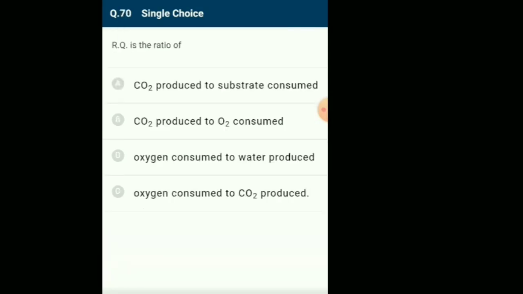Question number 70. Respiratory quotient, the ratio of volume of carbon dioxide released to volume of oxygen absorbed in the respiratory process, is termed as respiratory ratio or respiratory quotient. The value of respiratory quotient varies from one respiratory substrate to another. For example, carbohydrate is 1, lipids and proteins are less than 1, and that of organic acid is greater than 1. So the answer for this question is option B. During respiration, carbon dioxide is produced and oxygen is consumed.